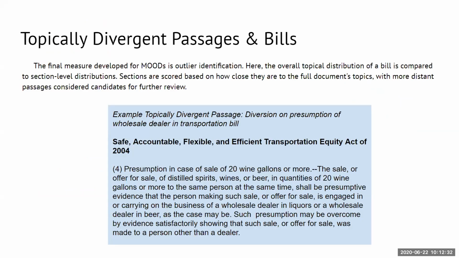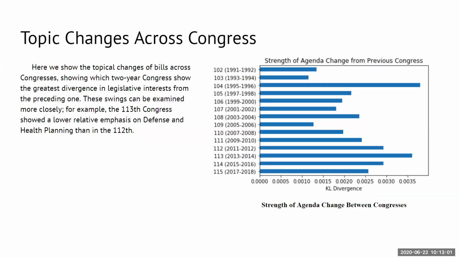Finally, we identify topically divergent passages, and these are passages that don't match the overarching theme of the bill. And these can essentially serve as highlighters for things to explore more. For example, here's a passage that talks about the presumption of how many cases of spirits you have to sell to be considered a wholesale dealer, and this was seen in a transportation bill.